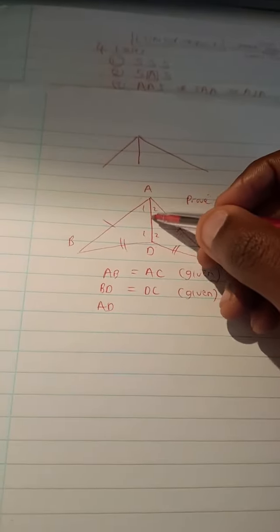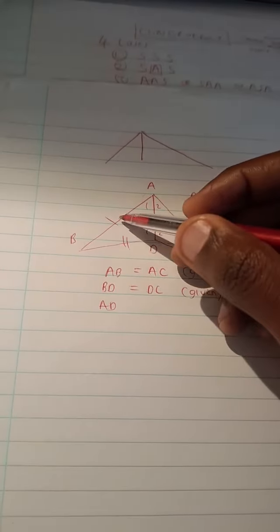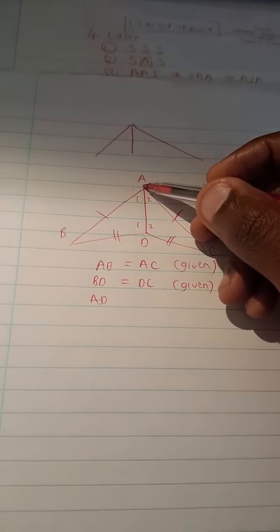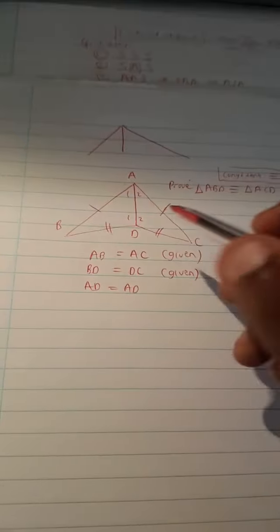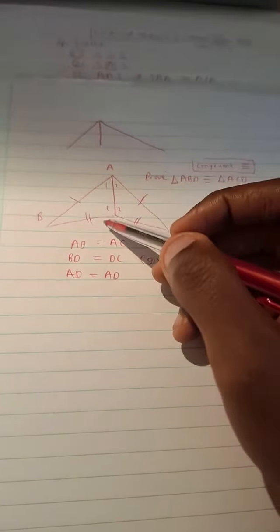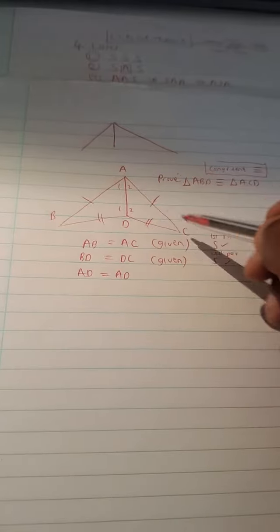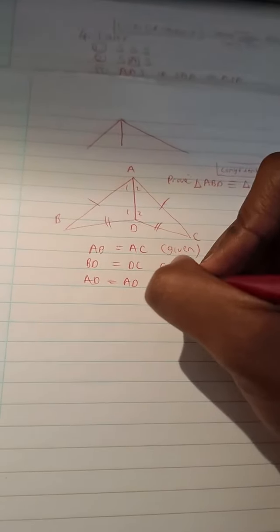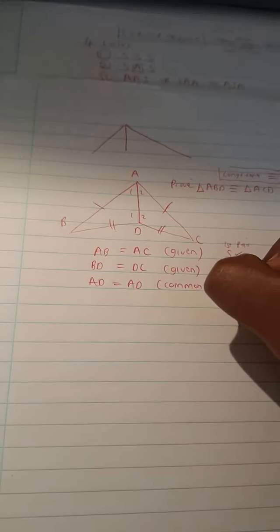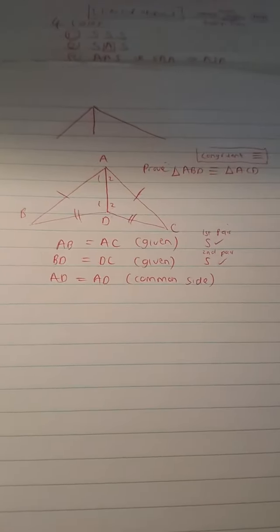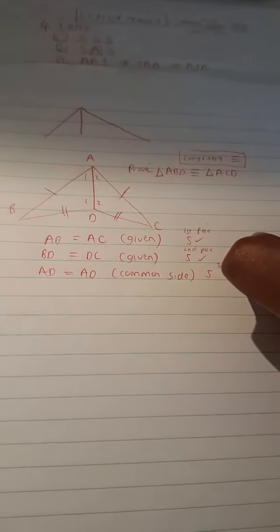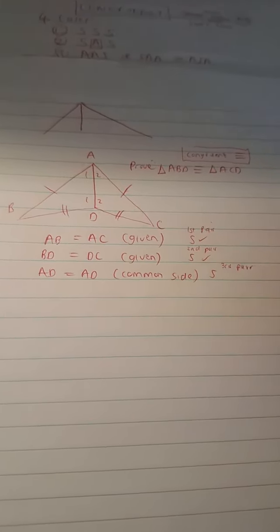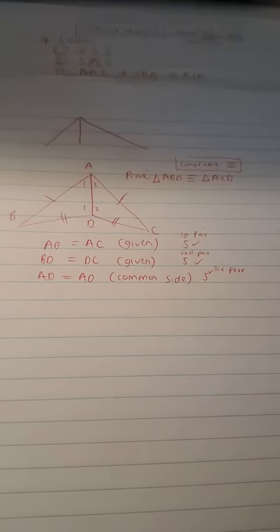Then lastly, as Mrs. Zim is saying, AD is a shared side for both triangles and it is common, and therefore it is implied that it is equal for both triangles. So we say AD is equal to AD. AD for this triangle ADB and AD for this triangle ADC. AD is equal to AD. Why? We say common side. Common side is our reason. That is our third pair of equal sides. So we have our third S.